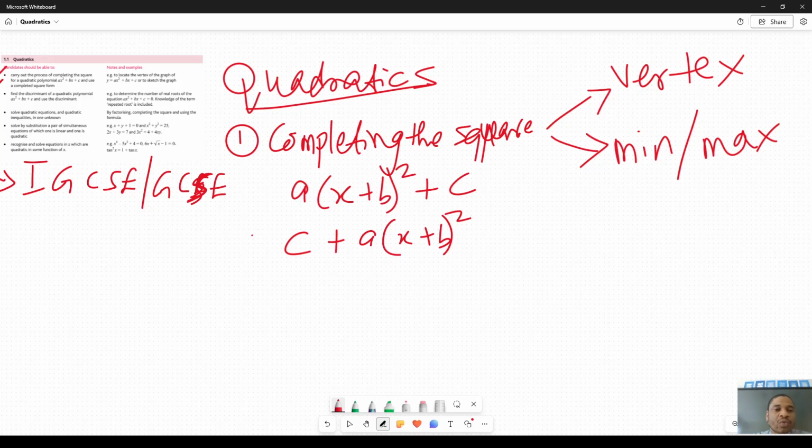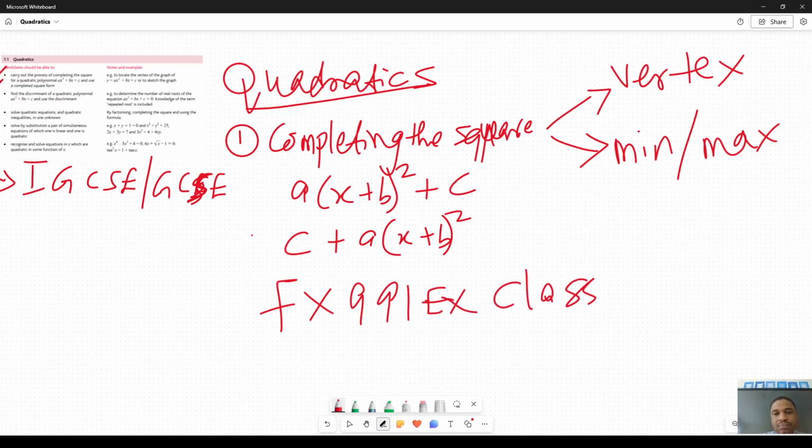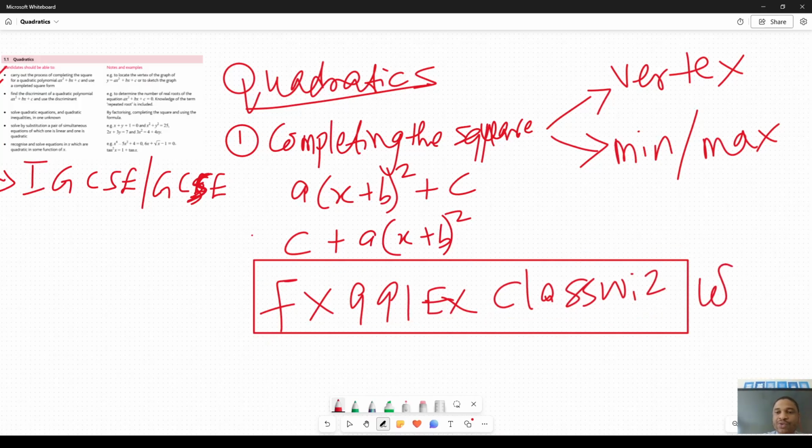Now, how do we complete the square? I'm not going to teach you how to complete the square here, but you can actually use your calculator to do it. Let's say you have an fx-991 EX ClassWiz. This is the calculator I recommend. The white one. The white one is the best.